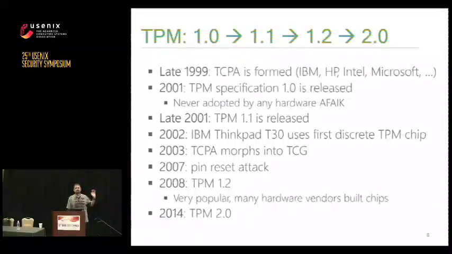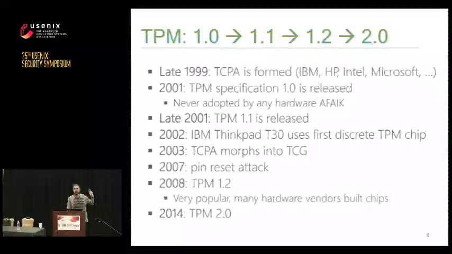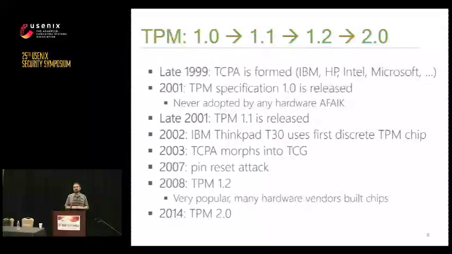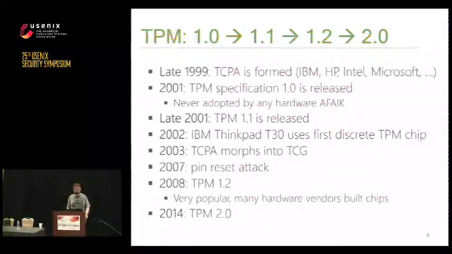This slide is a brief history of TPMs. Again, I won't cover this. The two points I want to make are that the current specification of TPMs is 2.0, although most TPMs deployed in practice, and there are hundreds of millions of them, are 1.2. Right now we're at the cusp where there are more TPM 2.0 platforms being shipped than 1.2.